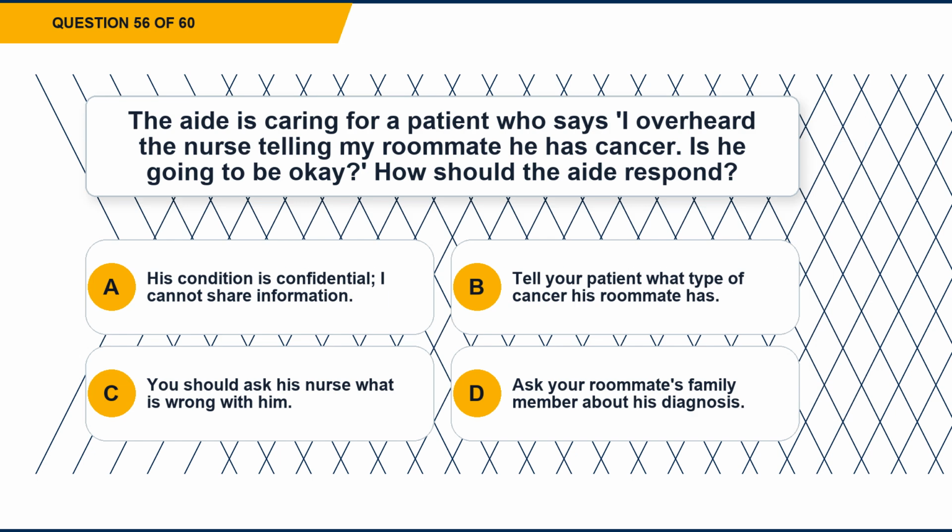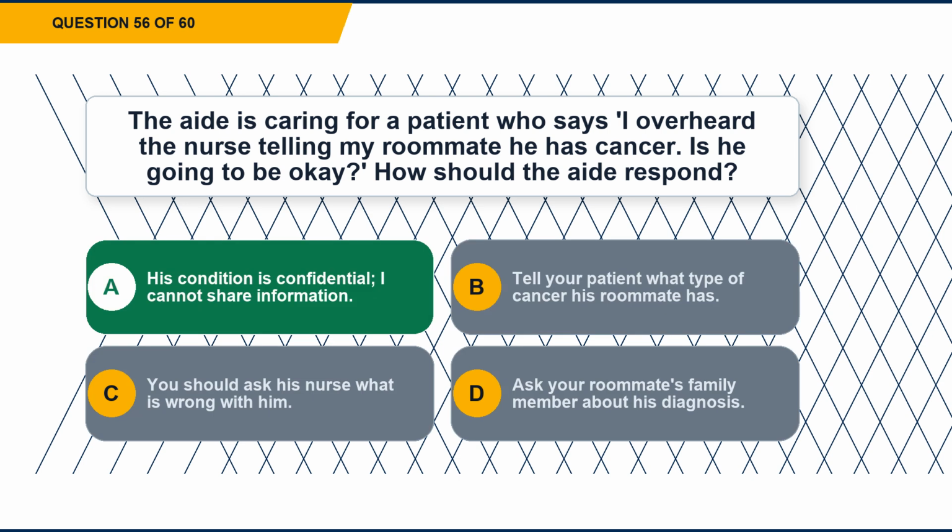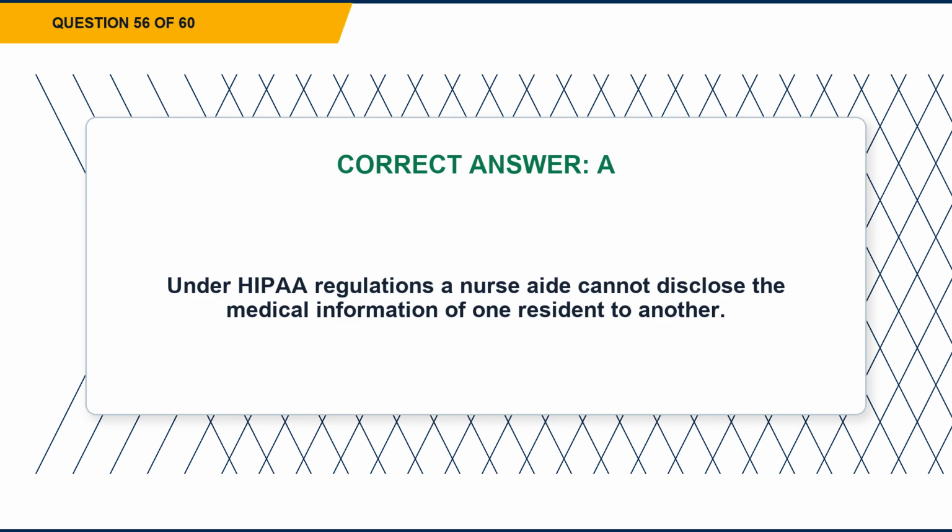Question 56. The aide is caring for a patient who says, "I overheard the nurse telling my roommate he has cancer. Is he going to be okay?" How should the aide respond? Option A, his condition is confidential, I cannot share information. Option B, tell your patient what type of cancer his roommate has. Option C, you should ask his nurse what is wrong with him. Option D, ask your roommate's family member about his diagnosis. The correct answer is option A, his condition is confidential, I cannot share information. Explanation: under HIPAA regulations, a nurse aide cannot disclose the medical information of one resident to another.